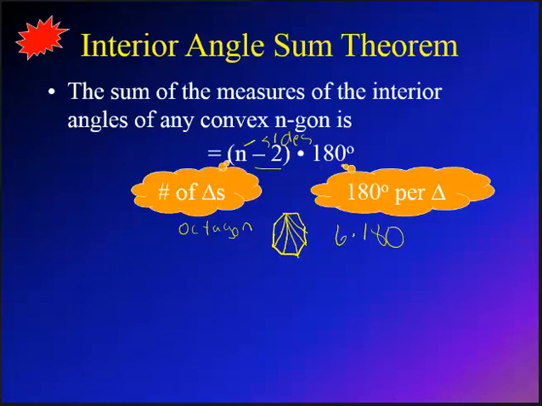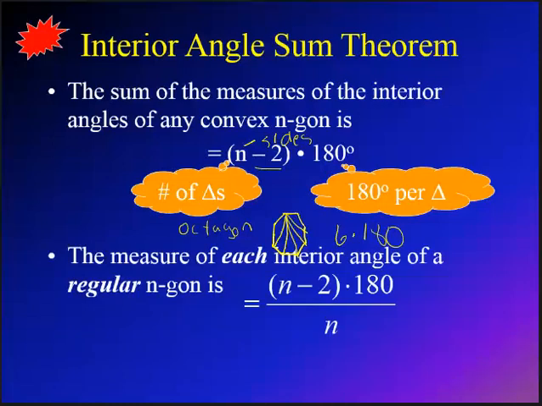What if I wanted to know how much just one of those angles measured? I want to know each interior angle. Well, if I know the total and I know that I have 8 angles, I'm just going to divide by the number of angles. Okay, so remember, n is the number of angles or the number of sides. They are going to be the same. You're going to have the same number of sides as you do angles.